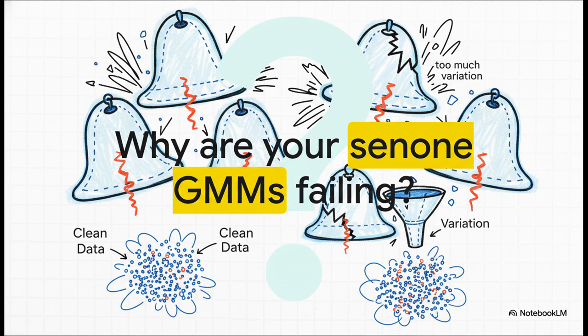Well, the issue actually isn't a lack of training data. The real problem is that your model is being forced to absorb way too much variation all at the exact same time. Let's look at what that actually means in practice.